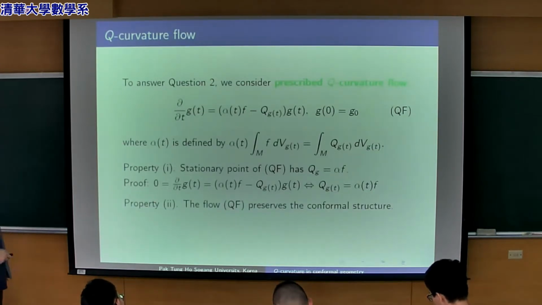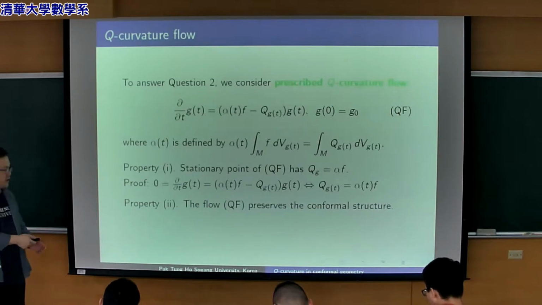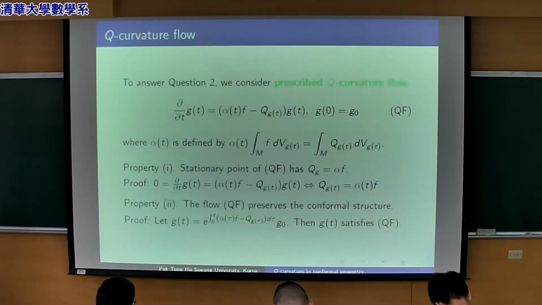Property number two here is also good. In fact, this is a conformal flow, in the sense that it preserves the conformal structure. Which means when you deform the metric, it will not go to another conformal class. And the proof is also extremely easy. You just consider this. As long as the solution exists, you can define the quantity on the right hand side, and you can verify this is really a solution of this flow. And this is conformal to theta.